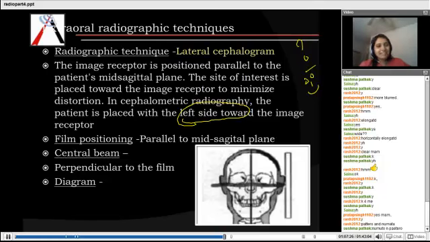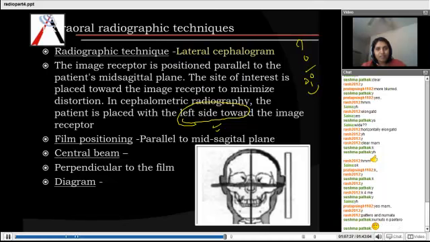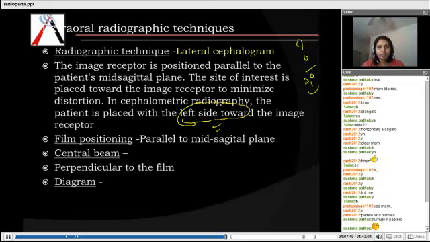Quite low. We can select from the options anyways with this one. Okay, so here is one more point to remember. In cephalometric radiography, the patient is placed with the left side towards the image receptor. The film is positioned parallel to the mid-sagittal plane, and the central beam is targeted perpendicular to the film. A very direct, simple one. I'll move on with this. Remember the picture, remember the point. Okay?